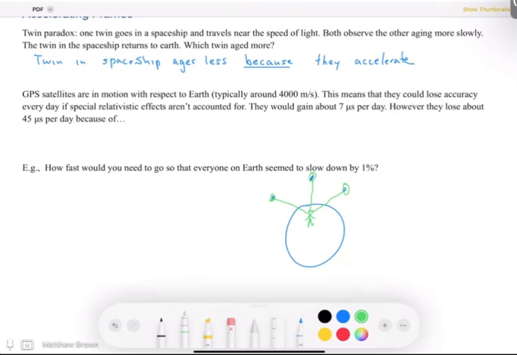The interesting thing, though, and it goes to the twin paradox, is that I said if you didn't take special relativity into account, they would lose 7 microseconds a day. But they would lose about 45 microseconds per day because of general relativity. And so that actually turns out to be a bigger deal, being in an accelerating reference frame. Did you know you're in an accelerating reference frame?